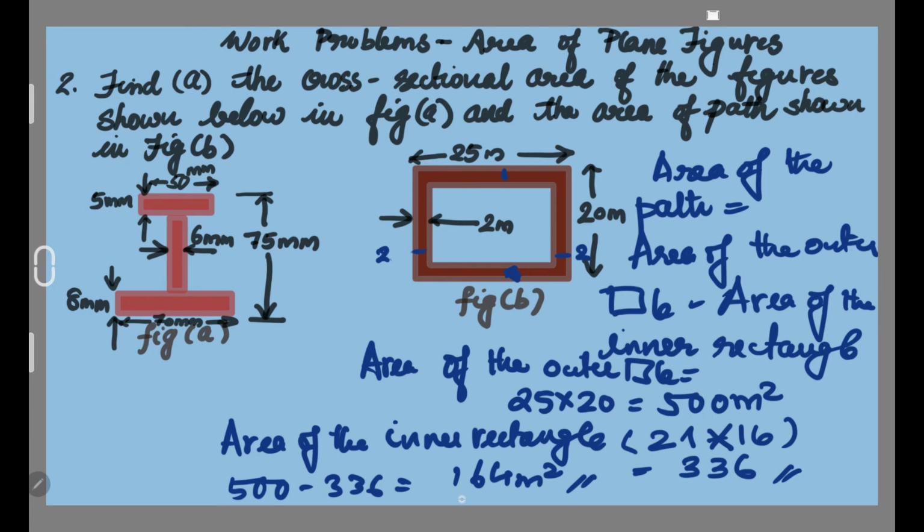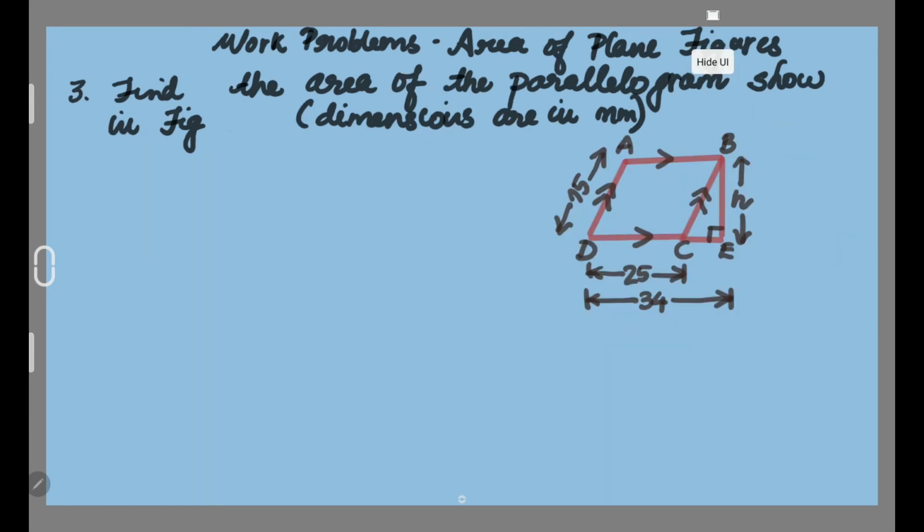And now let's do our third problem. Find the area of the parallelogram shown in the figure. So here a parallelogram is shown, ABCD. What are the properties of a parallelogram? For a parallelogram, opposite sides are parallel and equal to each other. So the length AD is the same as length BC, and also length BC is the same as length AB. Also, they are parallel to each other.